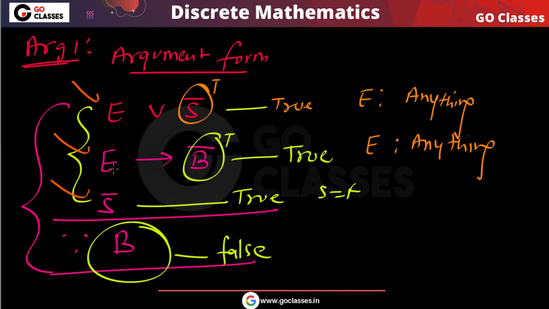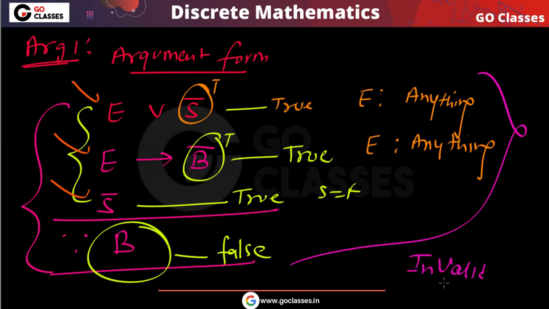What it means is that all the premises are true, still the conclusion is false. It means this is basically an invalid argument. This is simply an invalid argument, because after making the conclusion false, you have made each and every premise true, and that means it is an invalid argument.